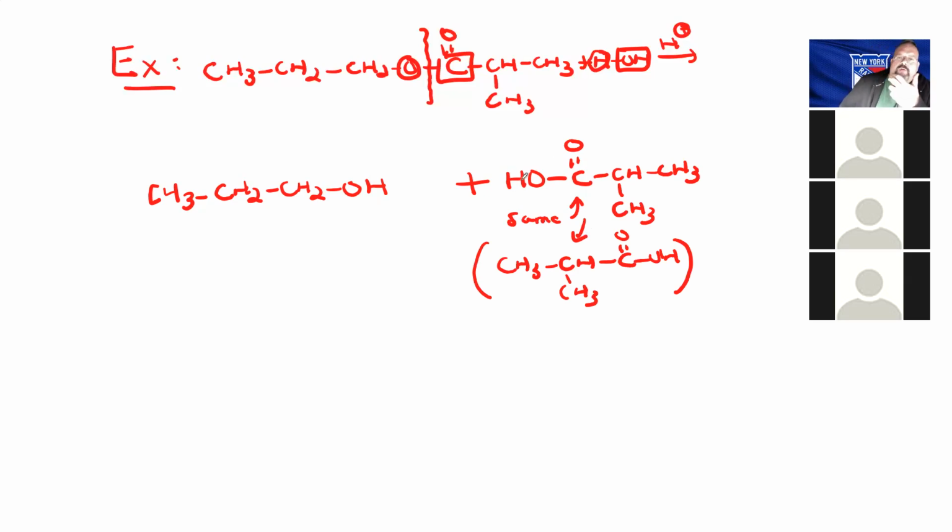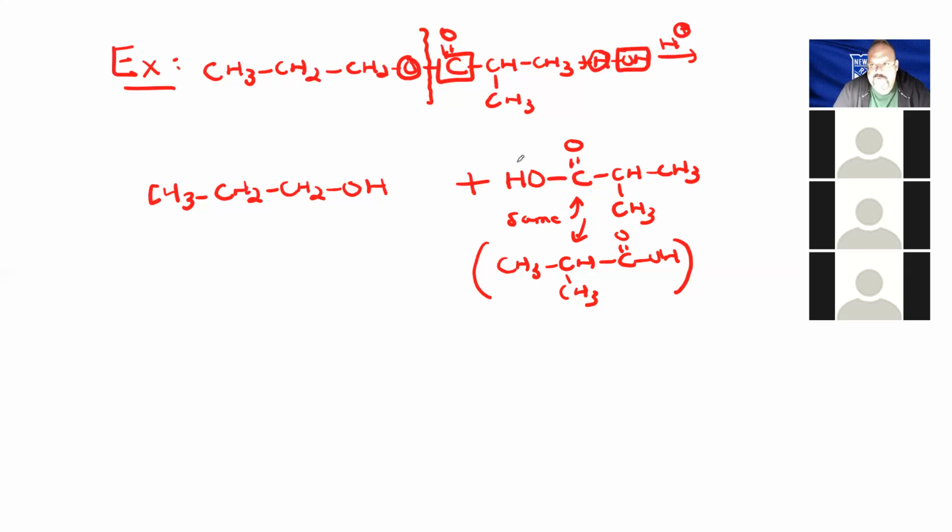But if you're more comfortable having the C double bond to the left and you want to put the OH to the left, it's fine. It's absolutely fine. All right. So that's how you get your carboxylic acid and your alcohol.